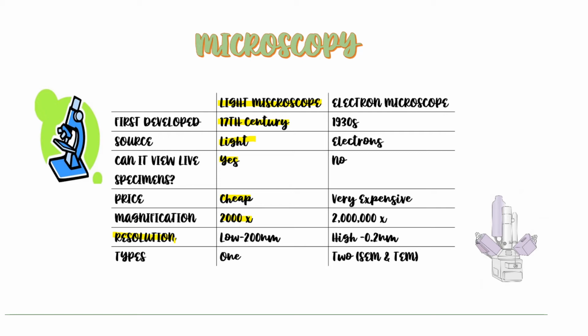So it means that if you place two objects 0.05 millimeters apart, the human eye would not be able to differentiate them as two separate objects. So the resolution of the light microscope is very low, which is around 200 nanometers, and it is only found in one form.